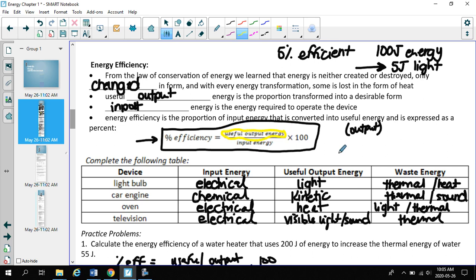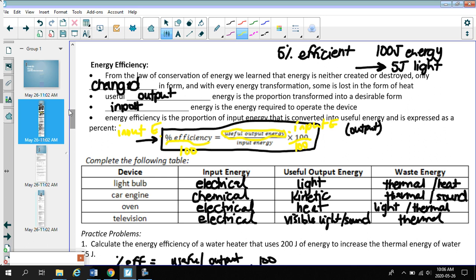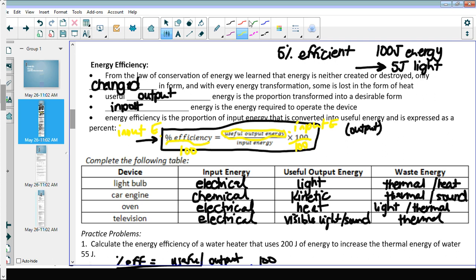In order to rearrange that formula to solve for that, we need to divide by 100 on both sides of the equation, and we need to multiply both sides by input energy. What you do to one side of the equation, you have to do to the other. So now we have input energy multiplied by percent efficiency divided by 100 is equal to our useful output energy.